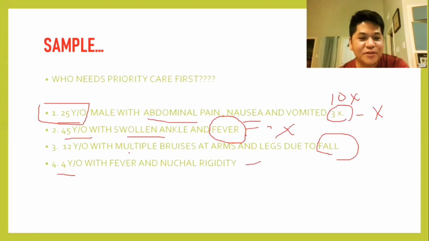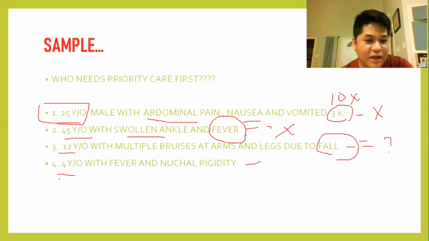12 years old with multiple bruises at arms and legs due to a fall. We might presume that the client can roll over or has multiple bruises, but it doesn't say anything. It only says fall. Is there a change in the behavior of this 12-year-old, did he become unconscious? It didn't say here. We might have a question.